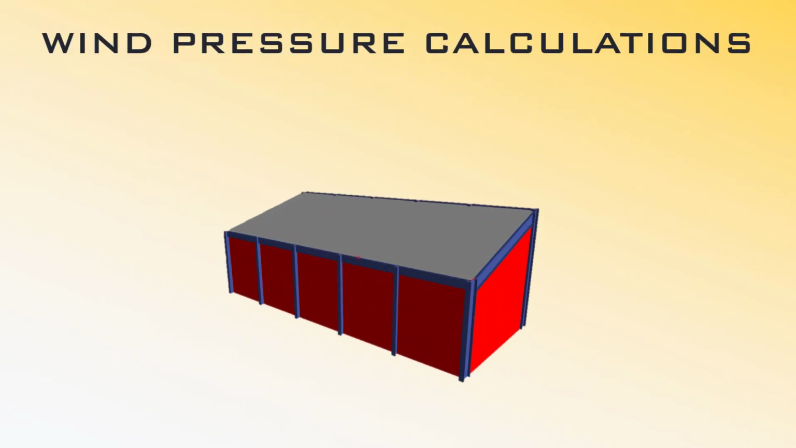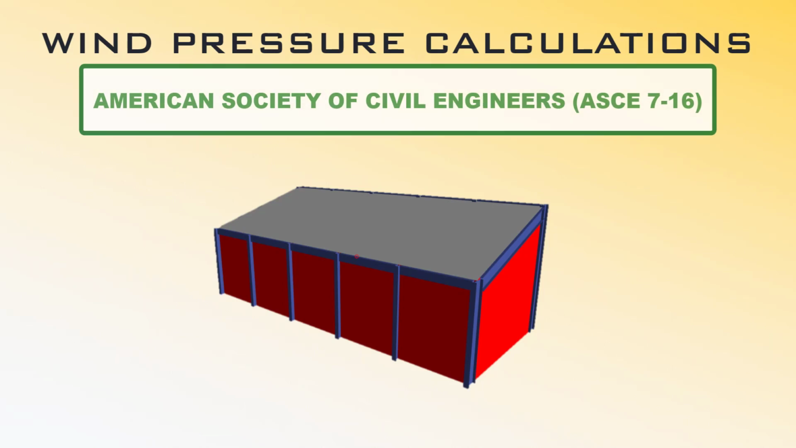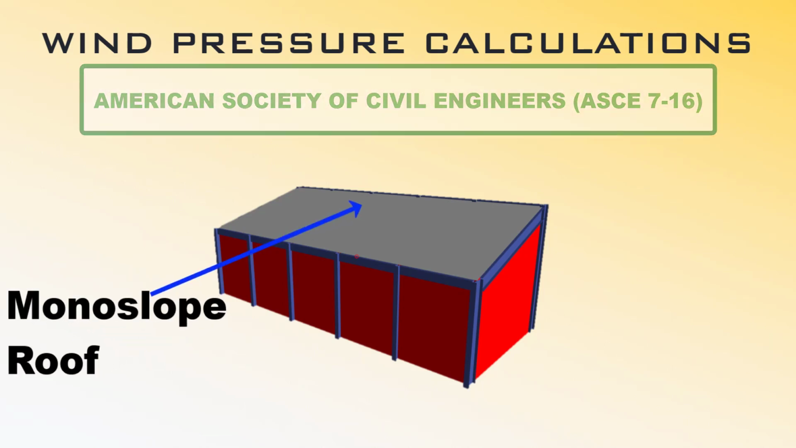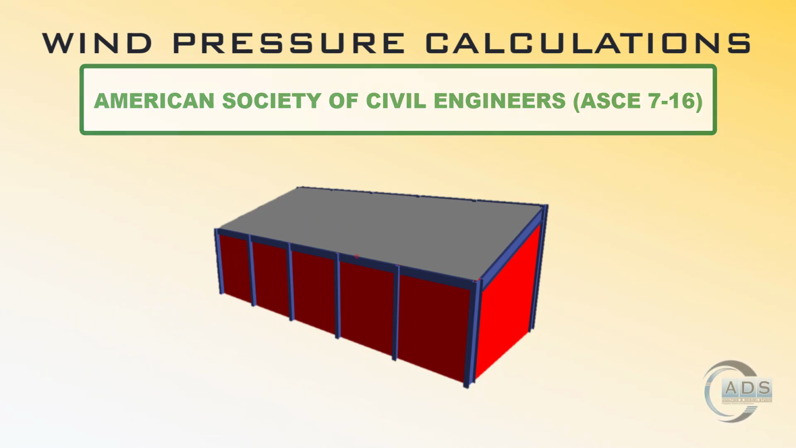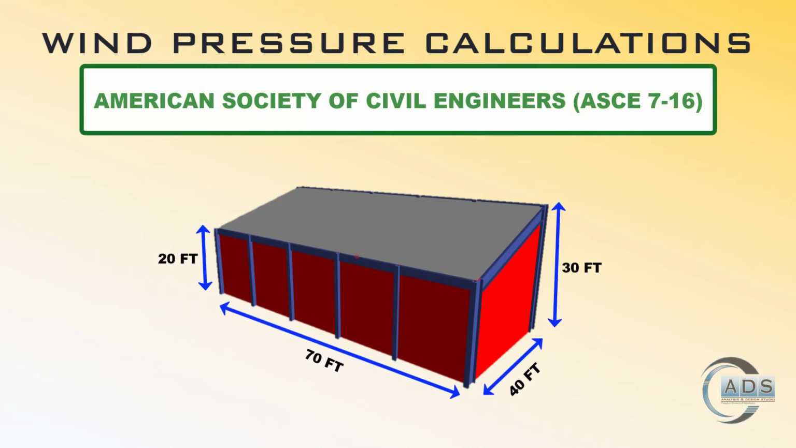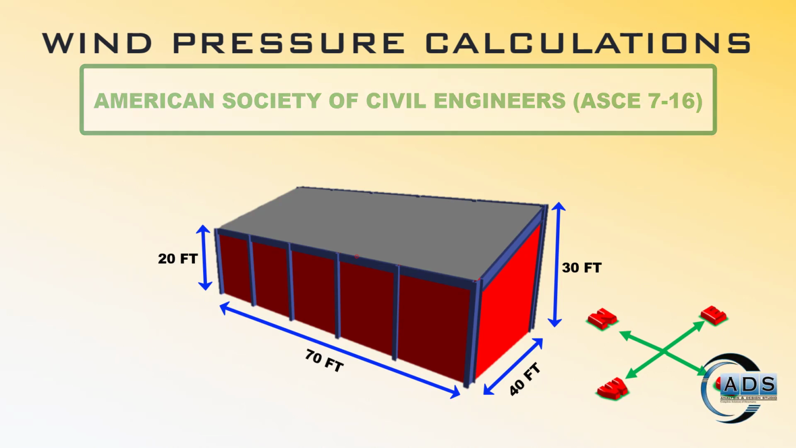Bismillahirrahmanirrahim. Dear friends, in this video, we will calculate wind pressures for this structure using ASCE 7-16 specifications. The structure has a monoslope roof. These are the dimensions of the structure and these are cardinal axes for our reference.